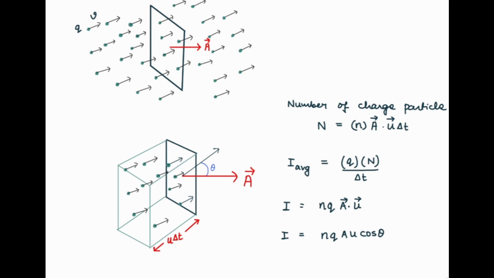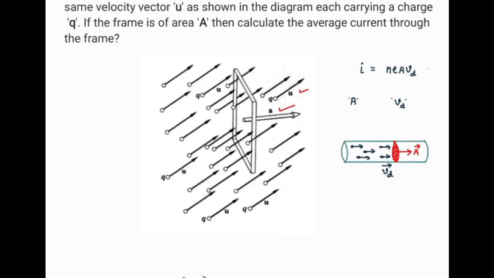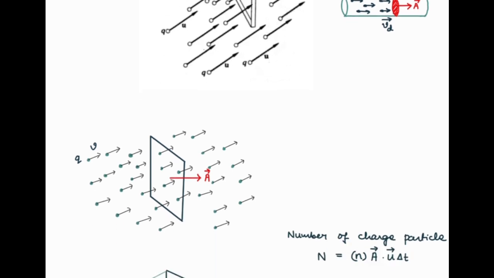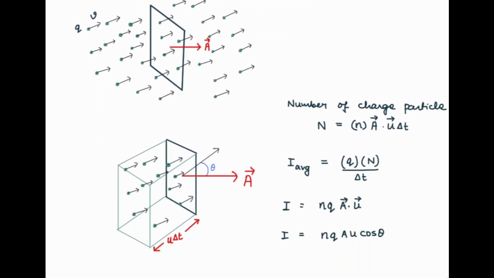Although this concept is something not many students know of, it is very important. In the textbook we generally have I equal to nEAv, and if a problem like this is asked where the cross sectional area and velocity vector are making a certain angle, then it can create a little ripple in the head of a student. So for such problems we are using this condition.